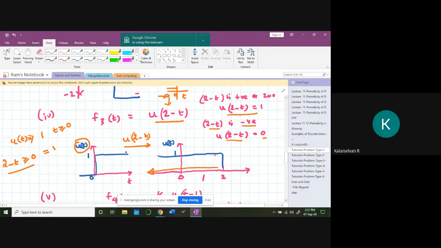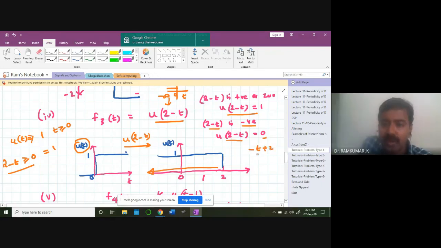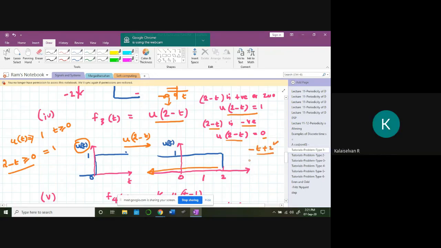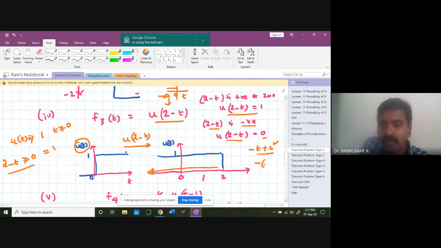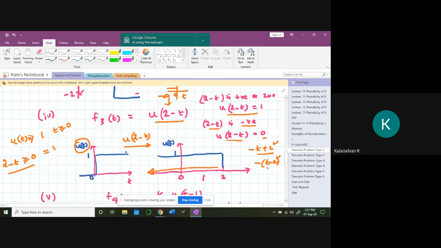Sir, instead of 2 minus t, can we not take it as minus of t minus 2, so it will be easy to understand? Yeah, minus of t minus 2. That way also you can understand. That will be easy, sir, because first it is shifted and then reversed.